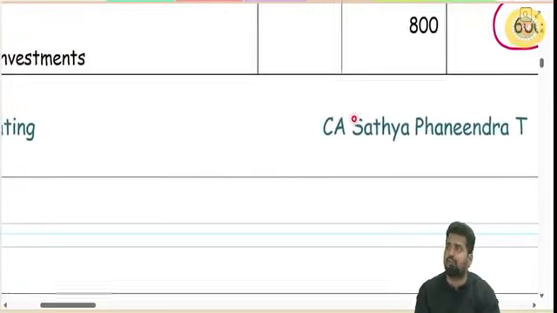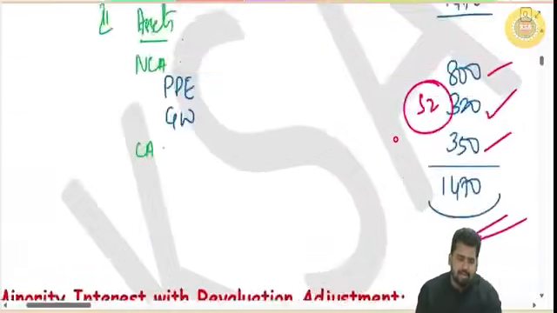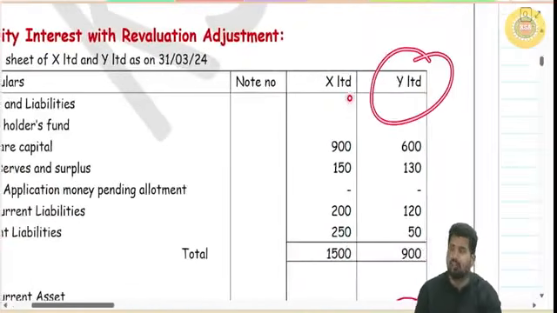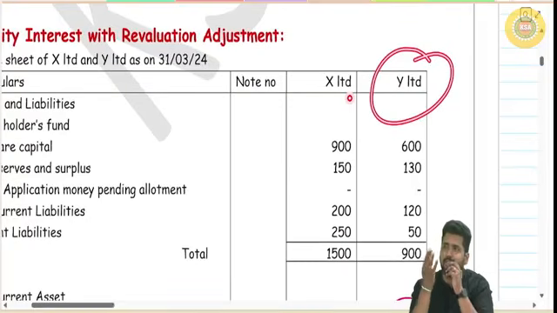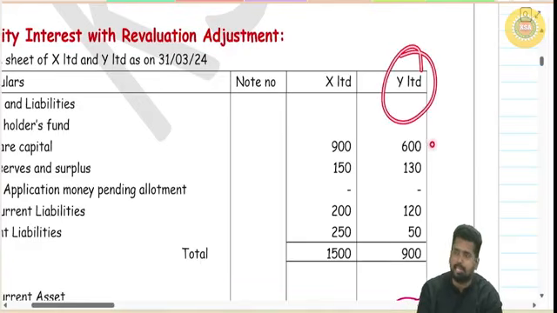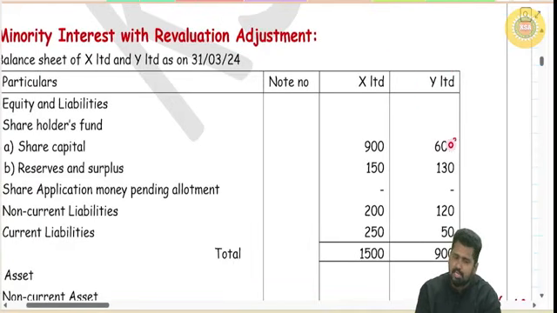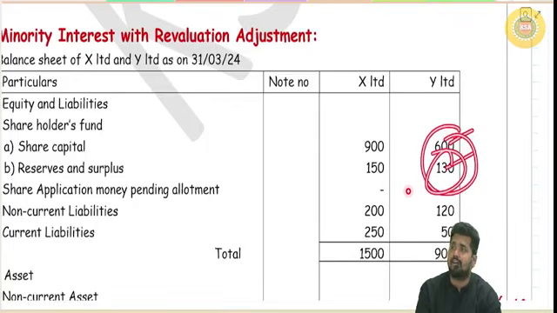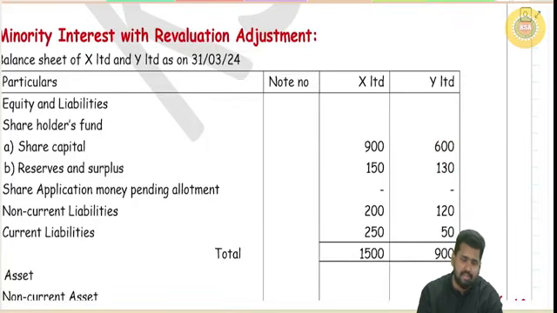No, sir, I will teach you the liability approach also. Clear? Liability approach, what we used to do? Go to the subsidiary company. After understanding this much, don't look at the holding company. Please don't do that. Go to the subsidiary company. What are the reserves and surplus? 600 equity, 130 reserves. But this reserves of 130 is before adjustment, because before they did not do the revaluation impact.